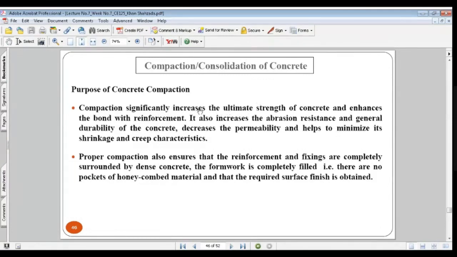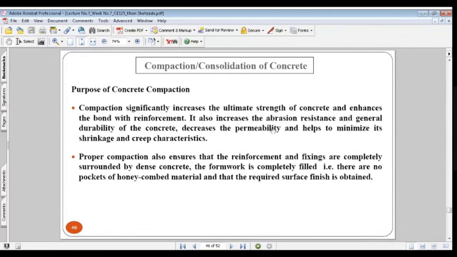As I told you, when you are doing the compaction, you are getting dense concrete, so you are increasing the strength of the concrete and enhancing the bond with reinforcement. With the help of this compaction, you are increasing the bond between the steel reinforcement, embedded items, and concrete. It also increases the abrasion resistance. If you are properly compacting the concrete, you are making a strong, durable concrete. So the wear and tear resistance of this concrete will be more as compared to the uncompacted or unconsolidated concrete. And general durability of the concrete is also increased.